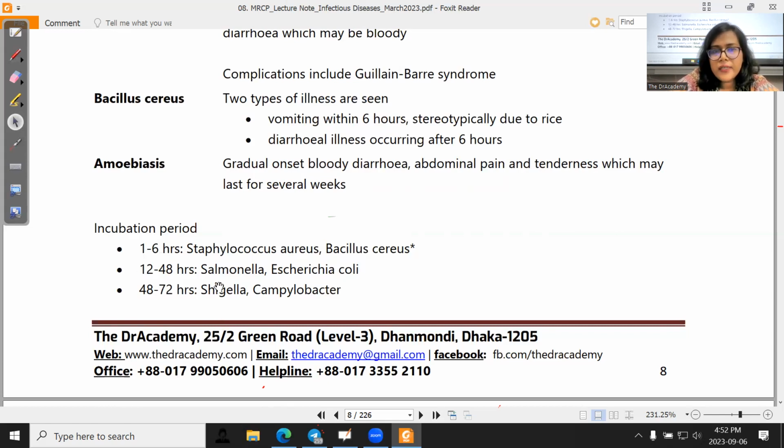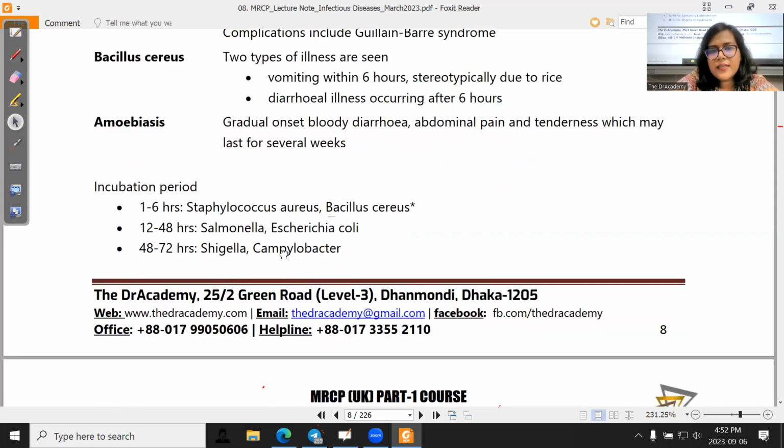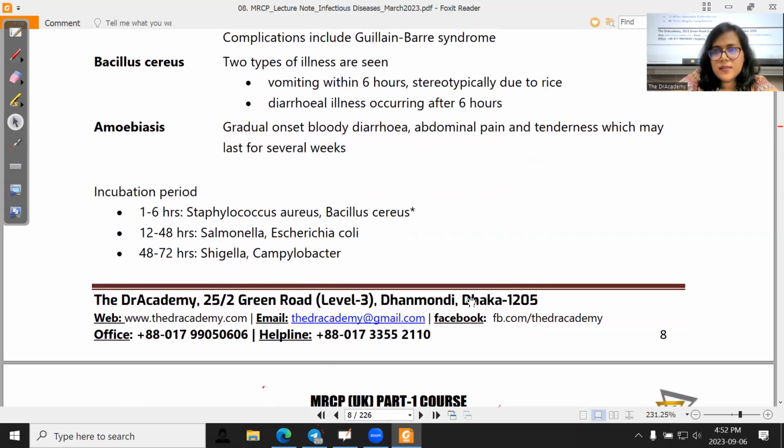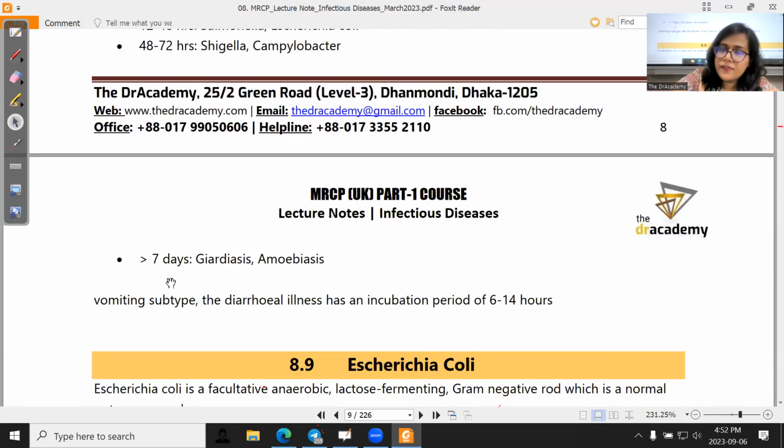So 12 to 48 hours, the answer is Salmonella, that is enteric fever, and E. coli. 48 to 72 hours, Shigella and Campylobacter. Campylobacter has an incubation period of 1 to 6 days, if you want to remember it in an easier way. And more than 7 days, a long incubation period, giardiasis and amoebiasis.